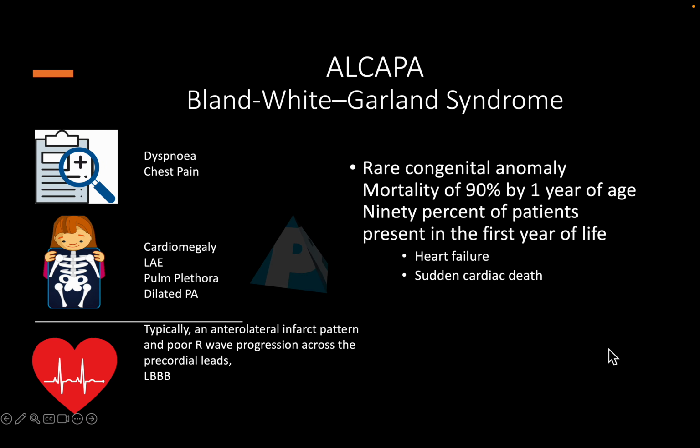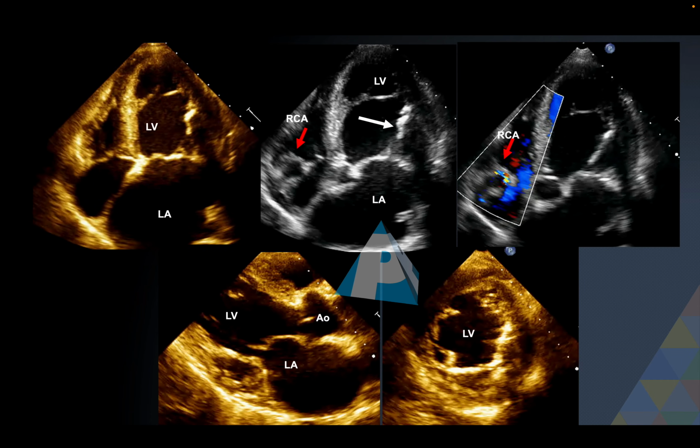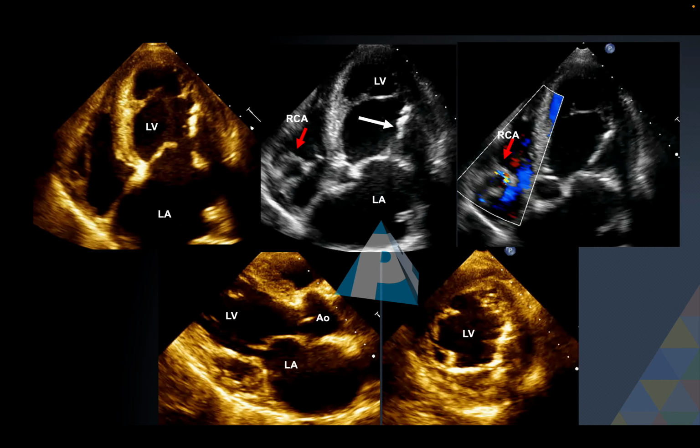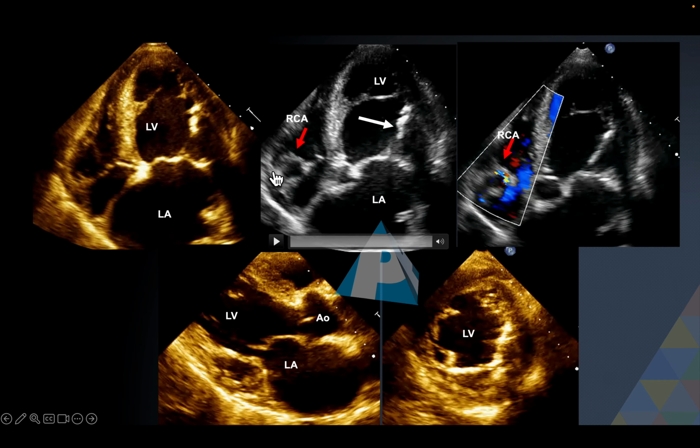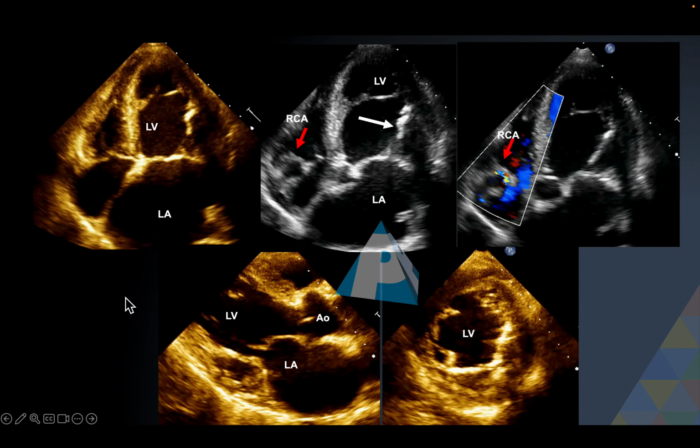Majority of the patients do not survive the first year of their life because of markedly increased ischemia and more than 2:1 left to right shunt causing heart failure. So that's a combination of ischemia and heart failure in ALCAPA. I'm going to show you an adult with ALCAPA, which is uncommon because many of them don't survive. In here, let us see each and every aspect of this echo.